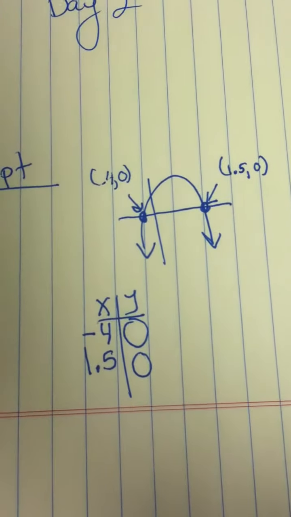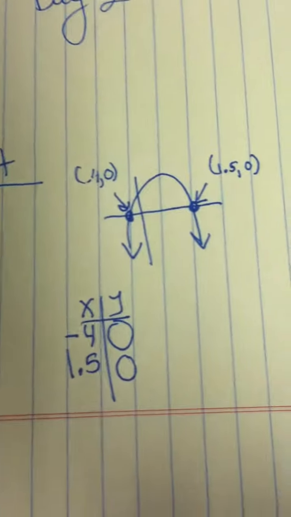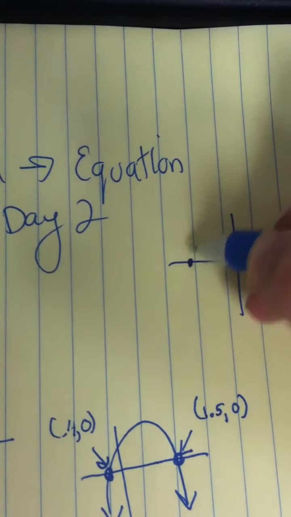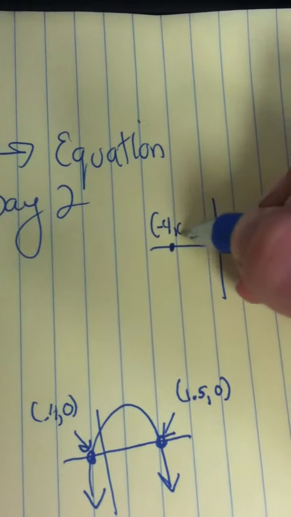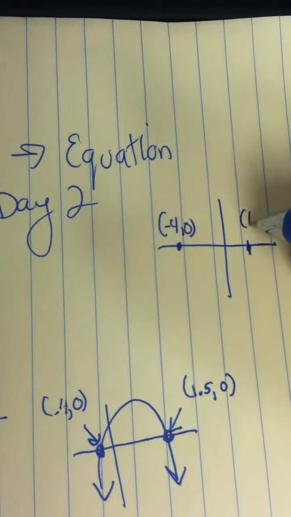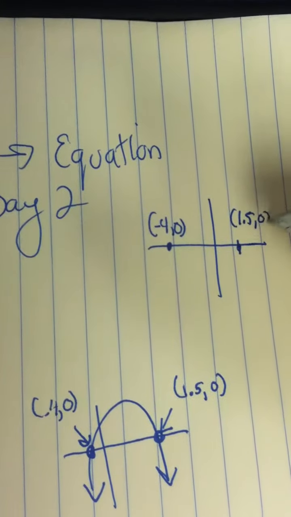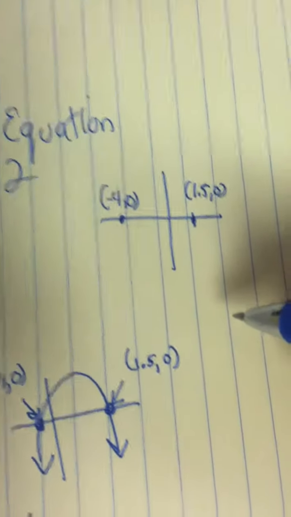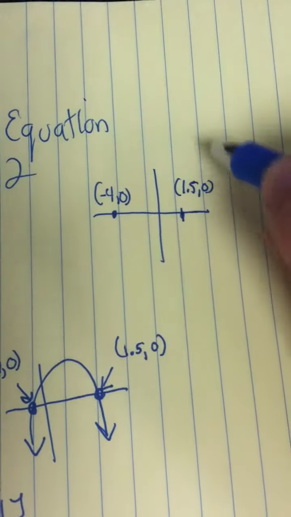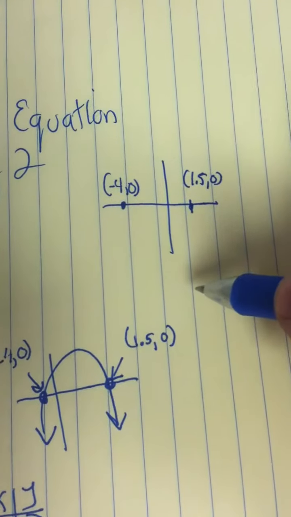And now we can graph it, right? Well, this one's already kind of sketched, so I'm going to draw the one because that's actually not what that looks like. So if we have negative 4, 0, and we have 1.5, 0, we can draw our parabola, right? Well, not really. We got to know, does it actually go this way or does it go this way?